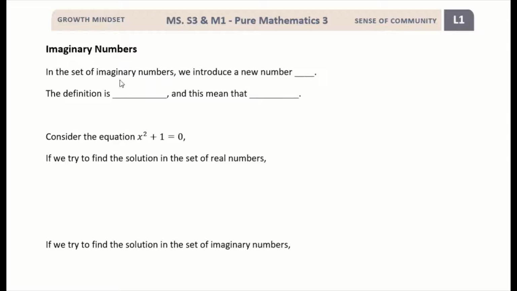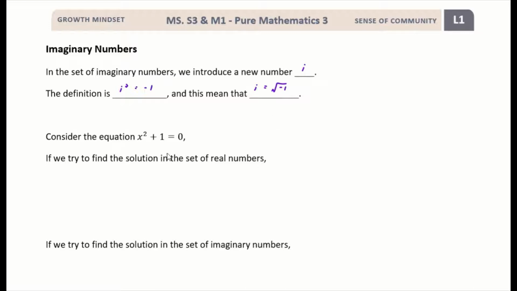In the set of imaginary numbers, we introduce a new member which is called i. What does that mean by i? The definition is given: i squared is equal to negative 1. So it means that when I try to solve for i, I get i equal to square root of negative 1. What does this actually mean? You'll feel like the square root of negative 1 is something you cannot solve, right? Basically this is something that we are going to deal with today.